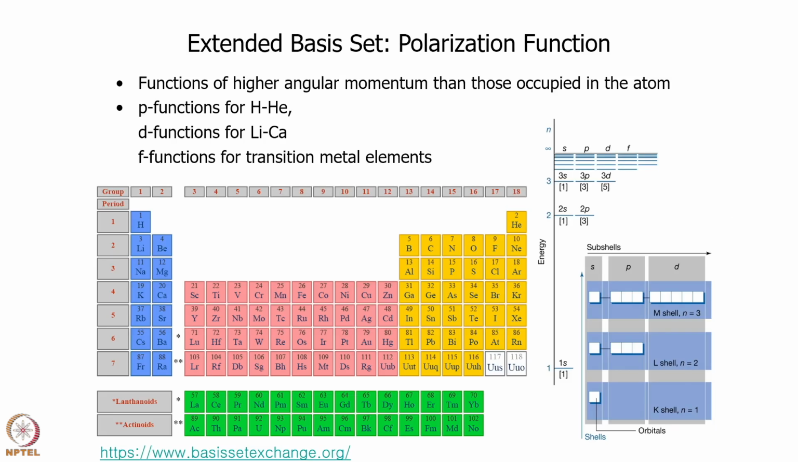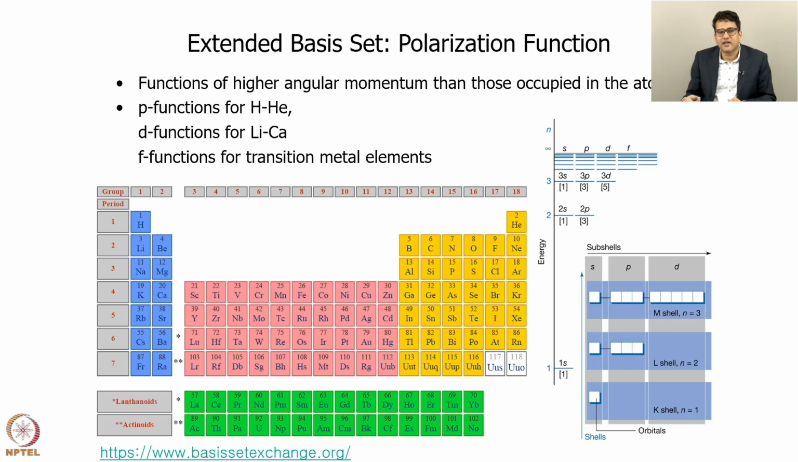So, we need to extend to what is called a polarization function. We know that the K shell, n equals 1, has only an s orbital; L, n equals 2, has s and p orbitals; M, n equals 3, has s, p and d orbitals. In the case of polarization functions, you actually put in one angular momentum higher function.